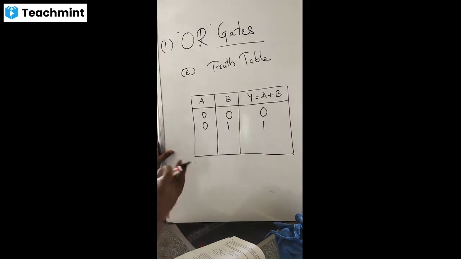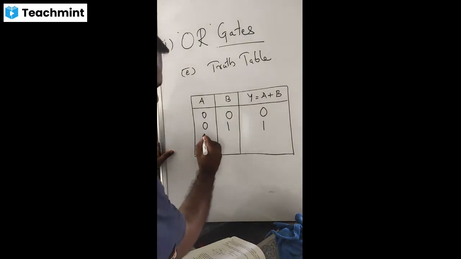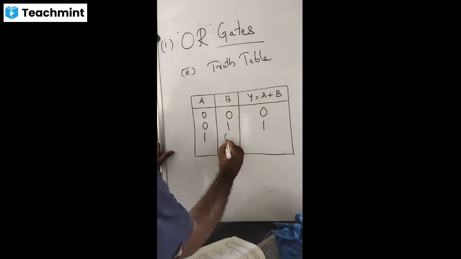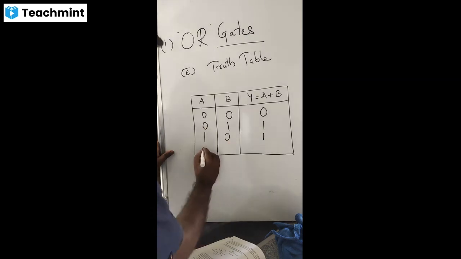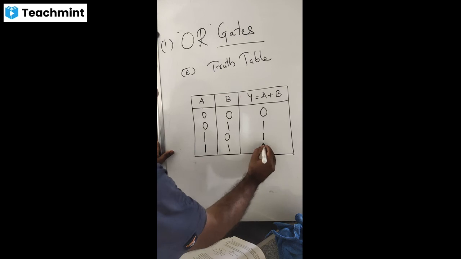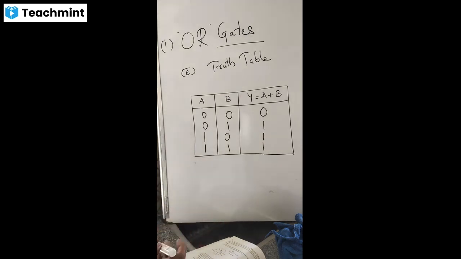So reverse it. Now what you make? Keep A 1, make B 0. Again you are going to get 1. So next, make both 1, 1. You are going to get 1. Carefully.